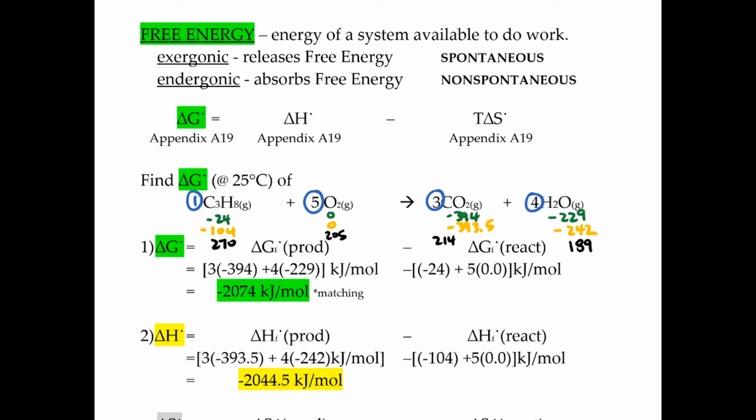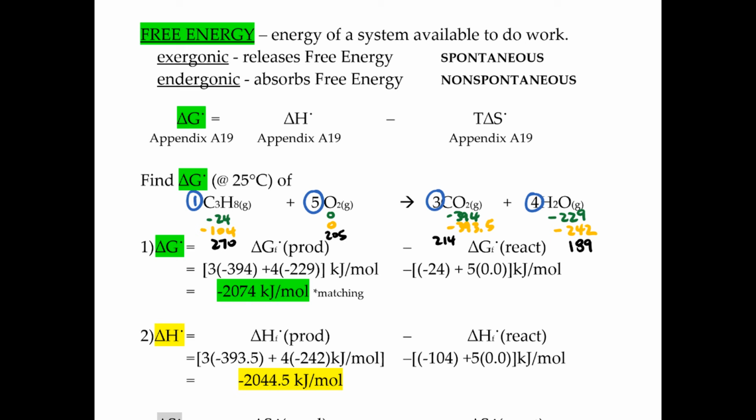The yellow numbers are going to be for delta H, and the black numbers are going to be for delta S. So it's always the end minus the beginning. Remember to use coefficients. So 3 times negative 394, 4 times negative 229. We're going to subtract that by, or take away from that, negative 24, and 5 times 0. So when you do all that math, you get negative 2074 kilojoules per mole. This is a negative G. Remember what G tells you? That this reaction, since it's negative, is spontaneous. It tells you nothing about heat, tells you nothing about entropy. It's only free energy, which means it's spontaneous since it's negative.